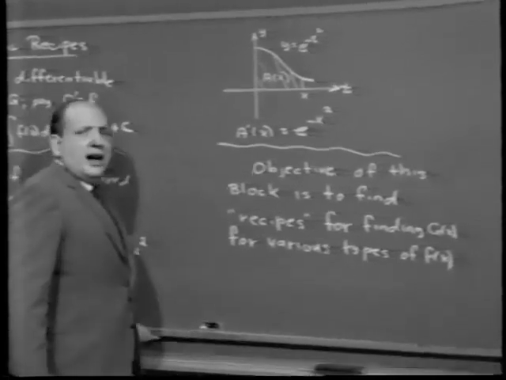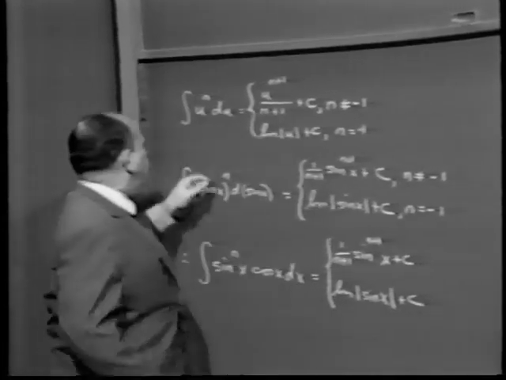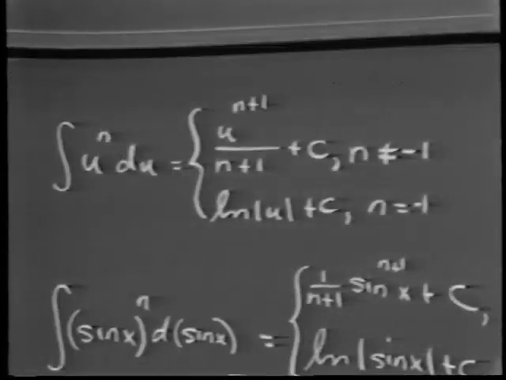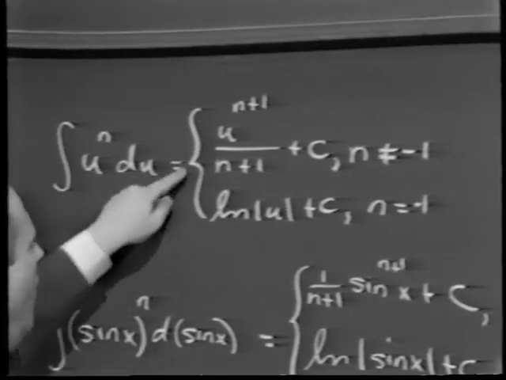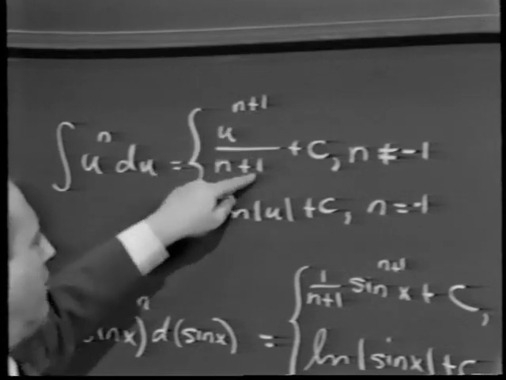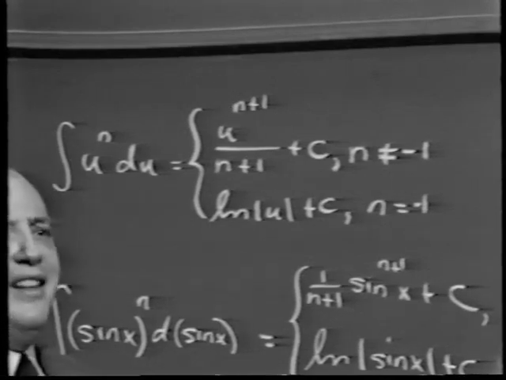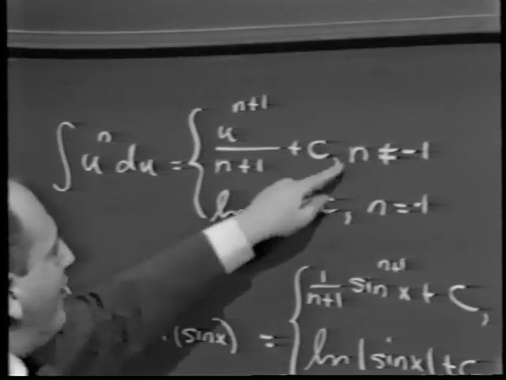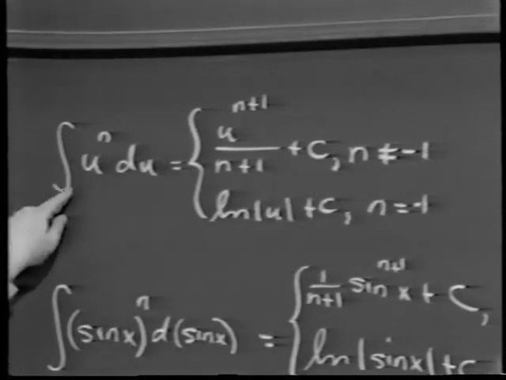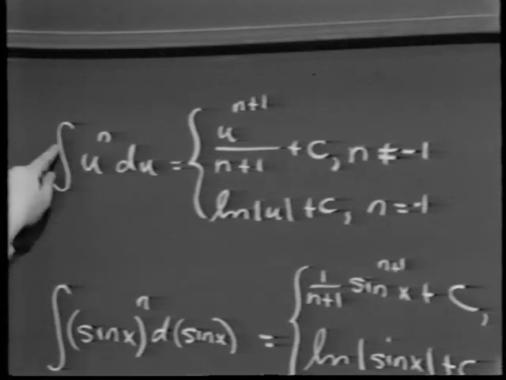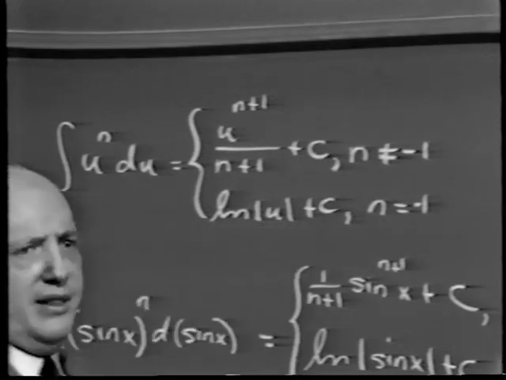For example, the first class of functions which we could handle were things of the form integral u to the n du. Recall that very early in our course, we found out that the integral of u to the n du was u to the n plus 1 over n plus 1 plus a constant if n was unequal to minus 1. And then in our last block of material, we learned to handle the case where n was equal to minus 1, namely when n is minus 1, integral u to the minus 1 du, namely integral du over u, is natural log absolute value of u plus a constant.